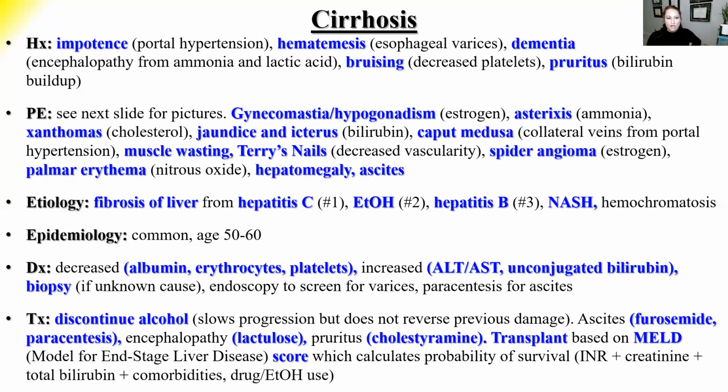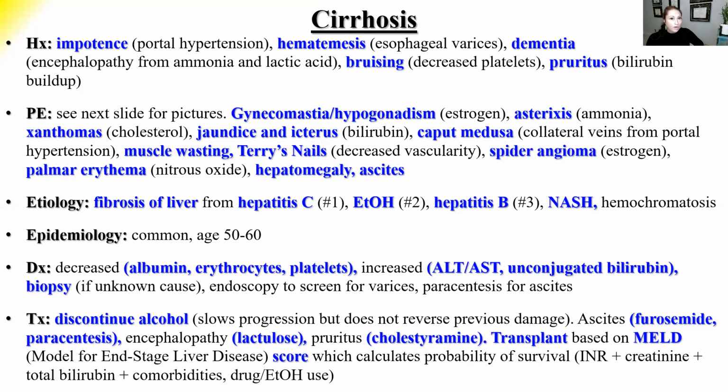We talked about the etiology: Hep C, alcohol, Hep B. This is common in ages about 50 to 60 because the majority of this is going to be in an older population, because it takes a while to develop cirrhosis. On labs, we'll see a decrease in albumin, erythrocytes, platelets. So anemia is common from this. You'll have an increase in your liver profile, so ALT, AST. You're also going to have an increase in that unconjugated bilirubin because you cannot conjugate it.